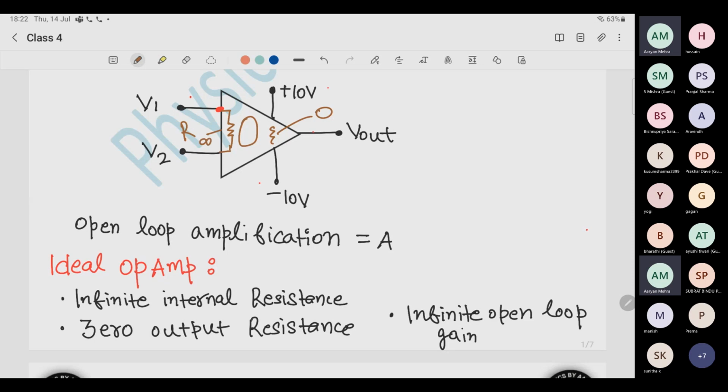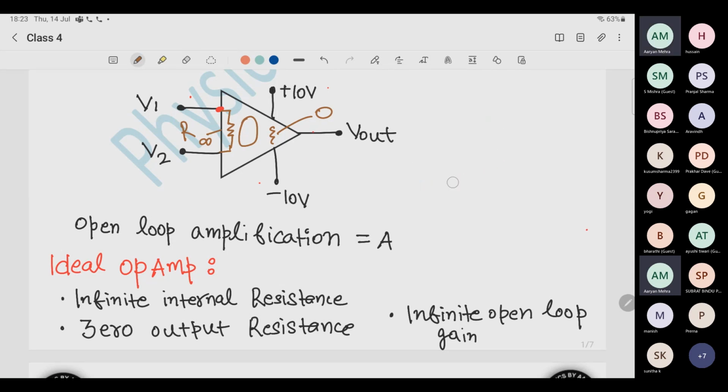In MSQ, I have seen sometimes the question asks: op-amp has infinite internal resistance, it has infinite output resistance. So there are four options, and more than two or three are correct. So please remember this. And the gain which I was talking about, it is not actually 10 in ideal. It is infinity.